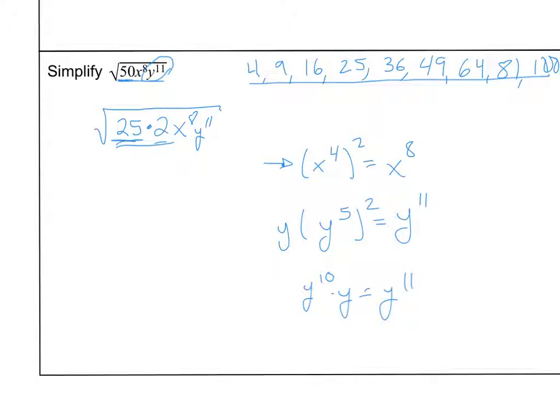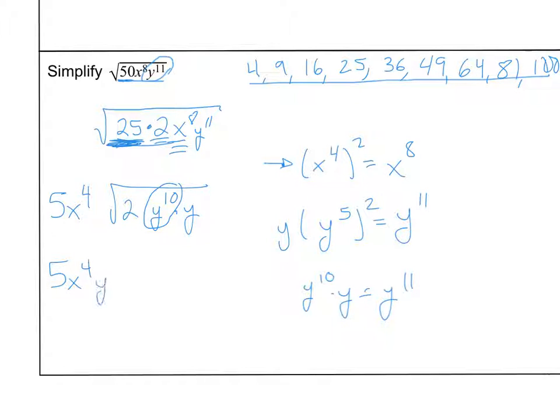Now what does that do for us? That tells us that, if I go back to the original problem, this becomes a 5, and that 2 is trapped inside. This x to the 8th becomes an x to the 4th on the outside. And this y to the 11th, I'm going to think of that as y to the 10th times y. So now I have a part that has an even number on it, and I can deal with that. x to the 4th, y to the 5th, and the square root of 2 is left inside, and y is left inside as well.